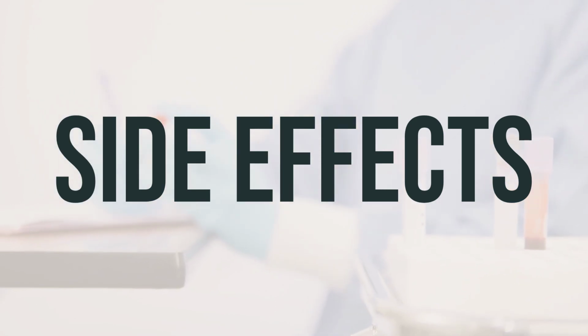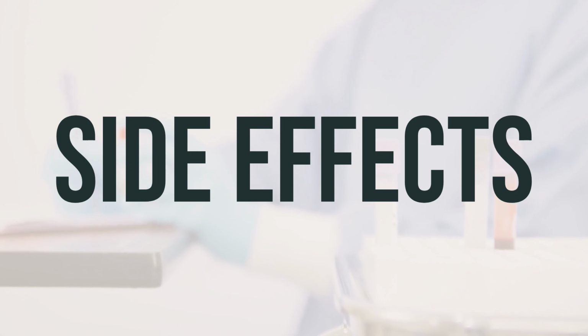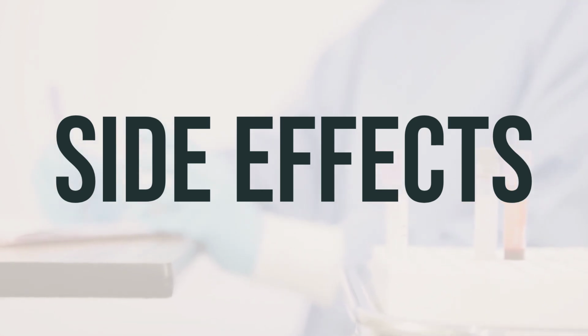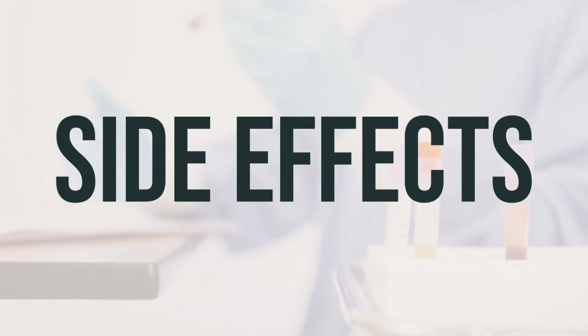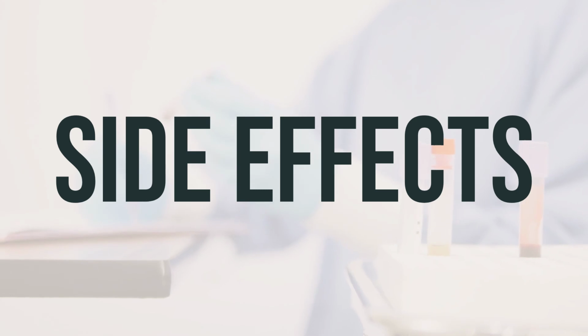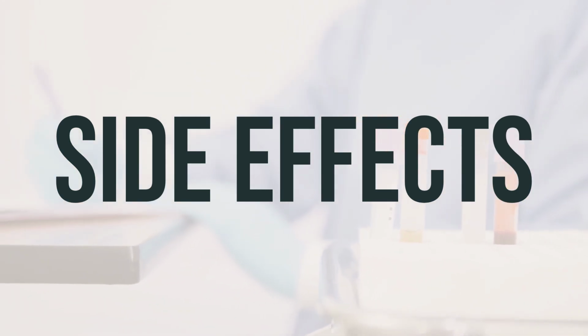While many people using this medication do not experience serious side effects, it's still important to be aware of potential symptoms of liver damage, such as nausea or vomiting that doesn't stop, loss of appetite, dark urine, stomach or abdominal pain, or yellowing of the eyes or skin. If you experience any of these symptoms, it's important to contact your doctor right away.